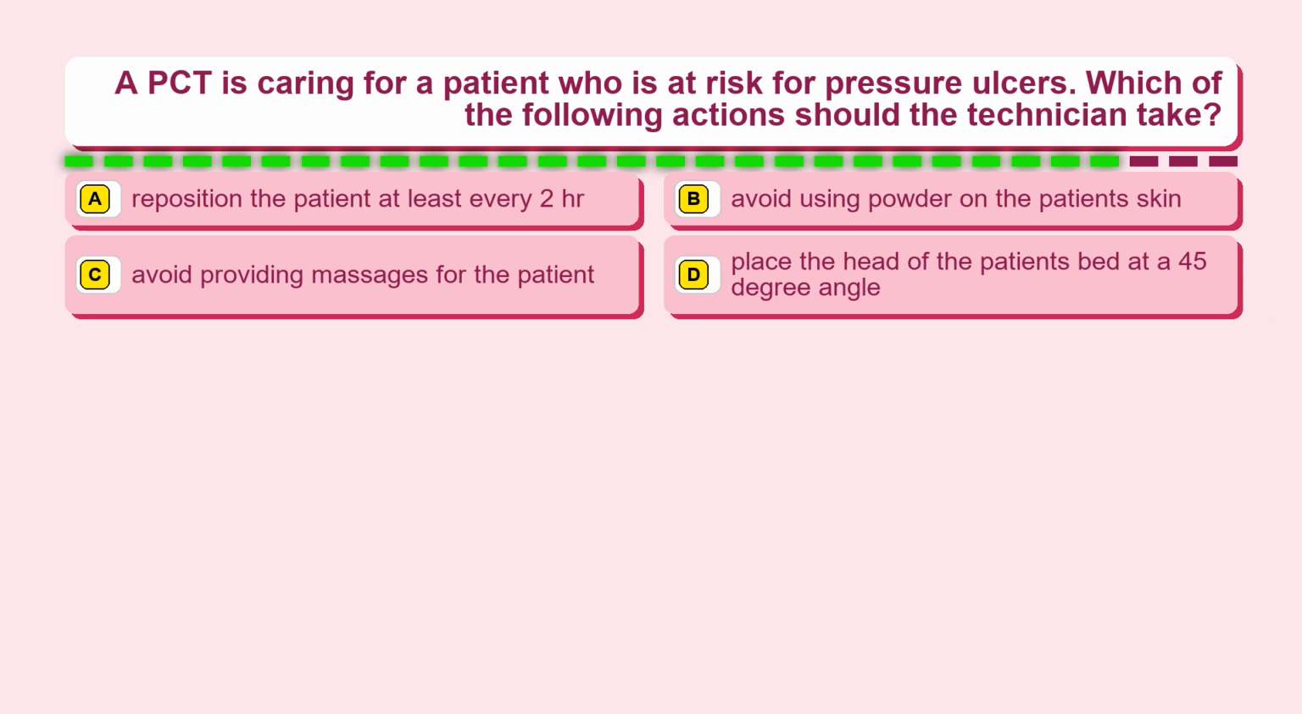Question 65. A PCT is caring for a patient who is at risk for pressure ulcers. Which of the following actions should the technician take? Option A, reposition the patient at least every 2 hours. Option B, avoid using powder on the patient's skin. Option C, avoid providing massages for the patient. Option D, place the head of the patient's bed at a 45-degree angle.